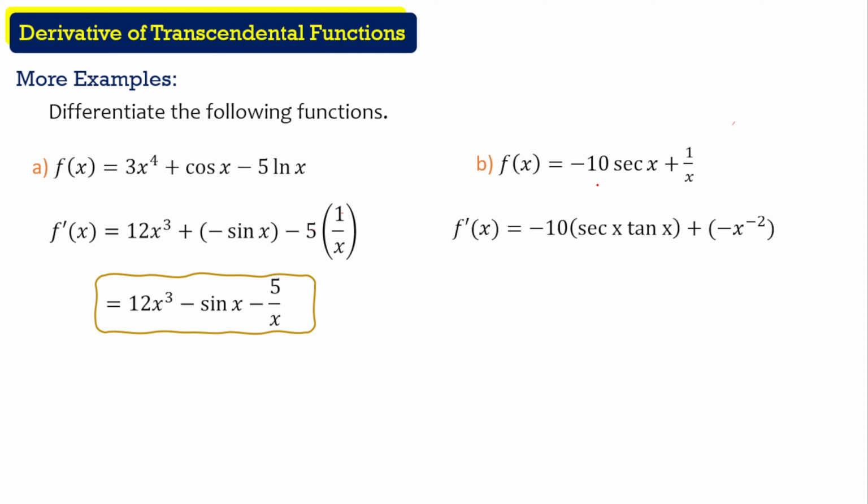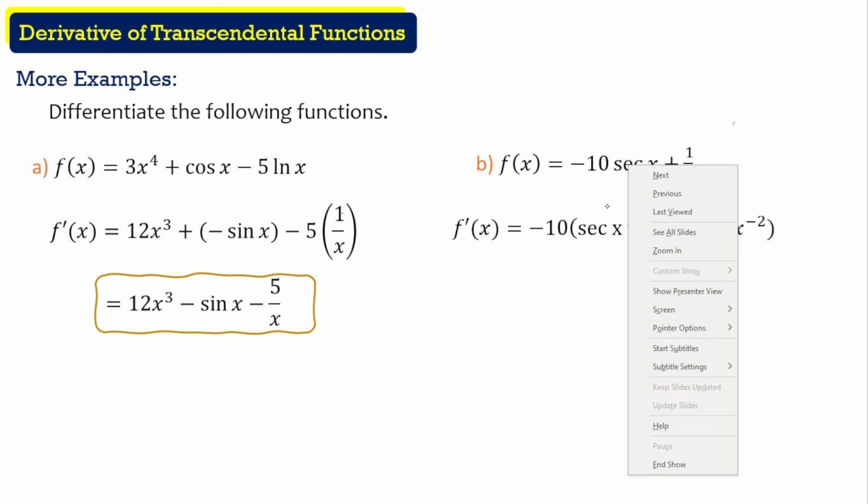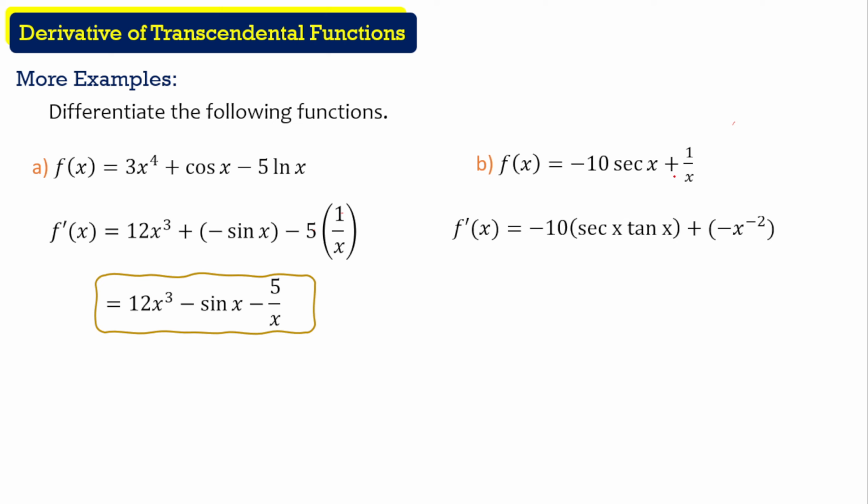So, derivative ng, ay ilabas ang constant, 10. Tapos, ang derivative ng secant x ay is equal to secant x tan x. Ito yan. Okay? So, derivative ng secant x ay ito, secant x tan x. Derivative of 1 over x, we can rewrite that as x raised to negative 1. So, the derivative of x raised to negative 1 is just negative 1x or just simply negative x raised to negative 2. Kaya ito yun.